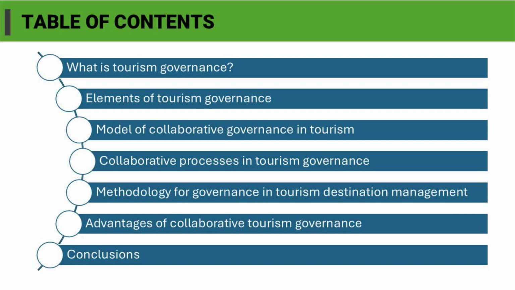In this video, we'll see the key concepts of tourism governance. As outlined in the slide, we'll start by defining what tourism governance is and discuss its essential elements. Then, we'll examine a model of collaborative governance specifically for tourism, which involves the various stakeholders working together to manage tourism destinations more effectively. We'll also look at the collaborative dynamics in tourism governance and go over a methodology for applying governance practices in destination management.